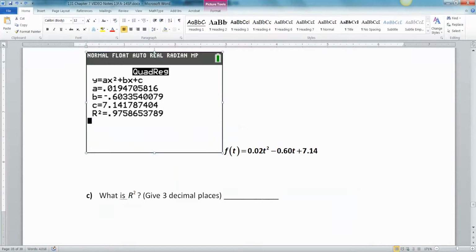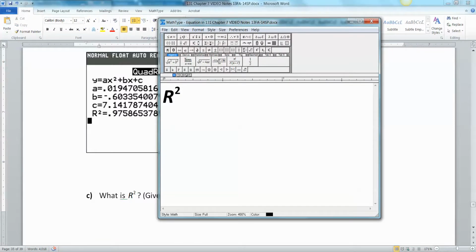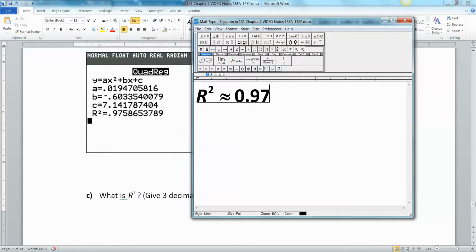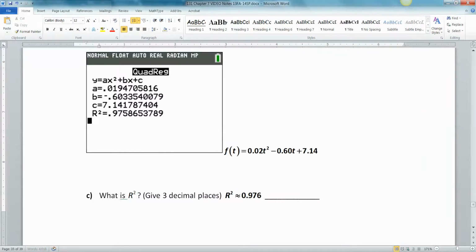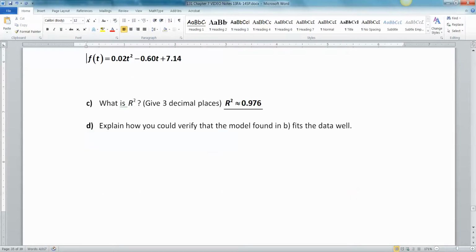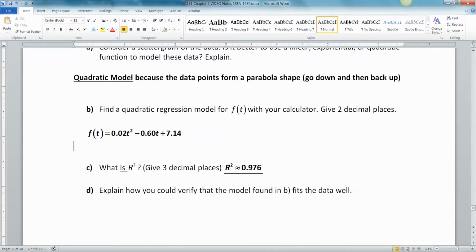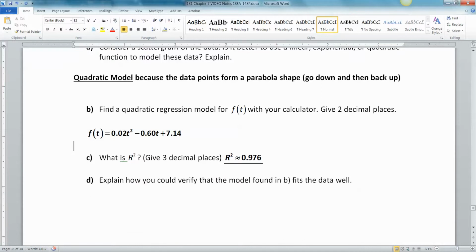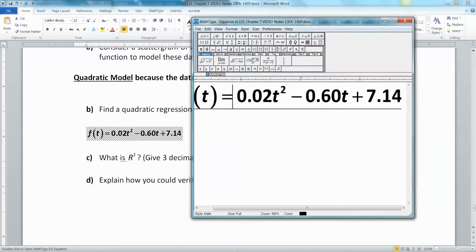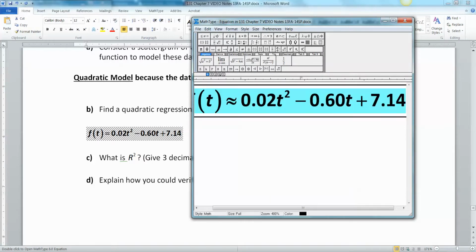Oh, it wants r squared, so I better leave this in here for just a second. All right, r squared is approximately 0.976. There we go. I don't need that picture anymore. That was just for my own benefit. All right, so there we go. We have our quadratic regression model right here. And we have our lovely r squared value. Let me just make this approximation because it is.